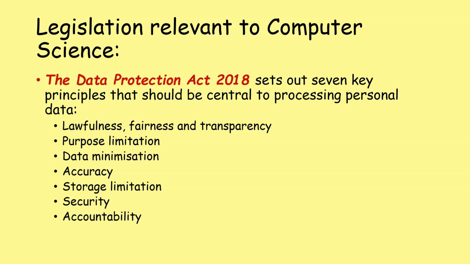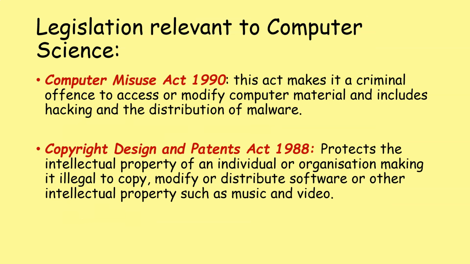The Data Protection Act of 2018 sets out 7 key principles that should be central to processing personal data. These are lawfulness, fairness, and transparency, purpose limitation, data minimization, accuracy, storage limitation, security, and accountability. The Computer Misuse Act of 1990 makes it a criminal offense to access or modify computer material and includes hacking and the distribution of malware.